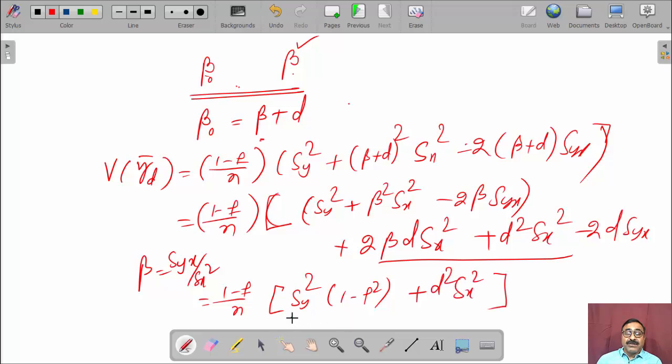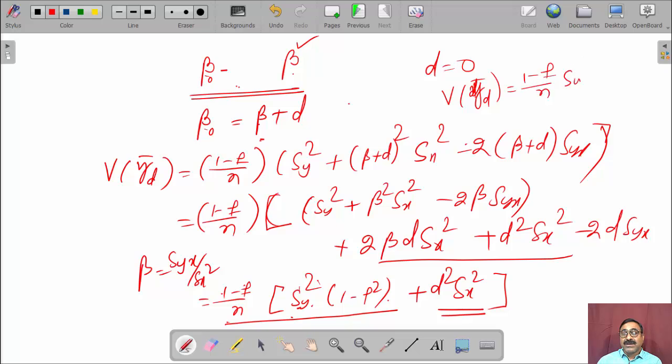Now this is (1 − f)/n into sy²(1 − ρ²). This is the optimum variance. Now this is the increase in variance due to the difference between β0 and β. So when d equal to 0, that means β0 equal to β, then the variance of the difference estimator yd bar equals (1 − f)/n sy²(1 − ρ²), which is the minimum variance.